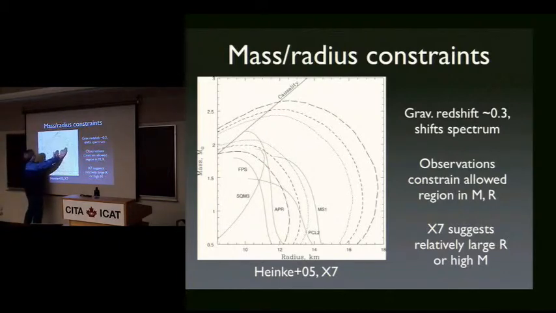So these are 1 sigma and 90% and 99% contours enclosing where we think the X7 neutron star lies. And then these are sample equations of state. The canonical values, 1.4 solar masses and 10 kilometers, lie there, well outside the 99% confidence contour of this region. So that's nice. It means there's something interesting going on. Either the neutron star is relatively heavy, or it's relatively large in radius.